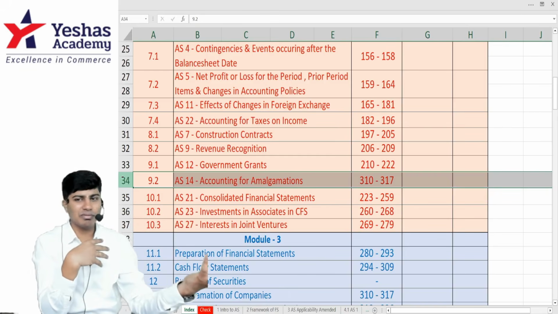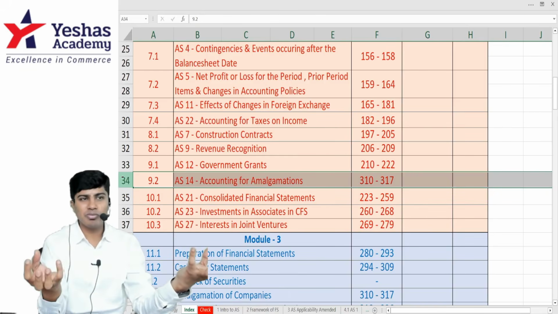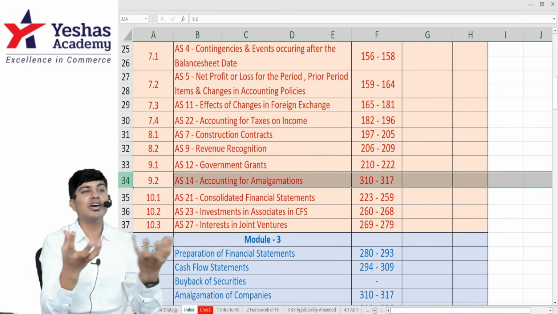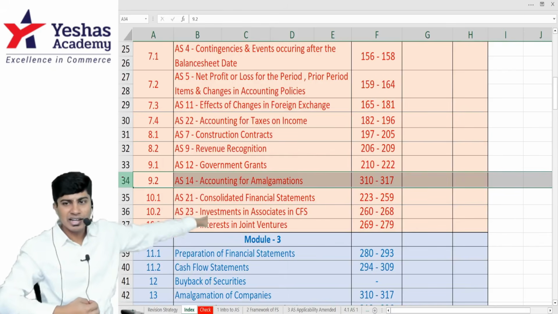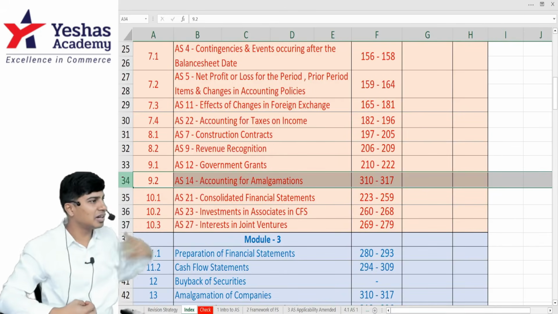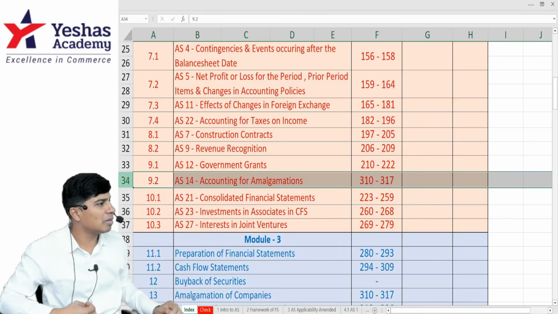In your home there were some assets and liabilities. In my home there are some assets and liabilities. Now it will be our home. You will bring all your assets. I'll bring all my assets. We'll arrange them cleanly in the asset set. How to arrange? We will learn it in Accounting Standard 14 Amalgamation.